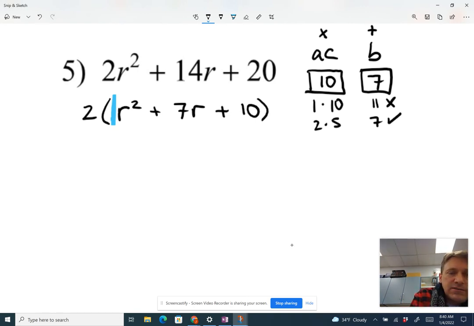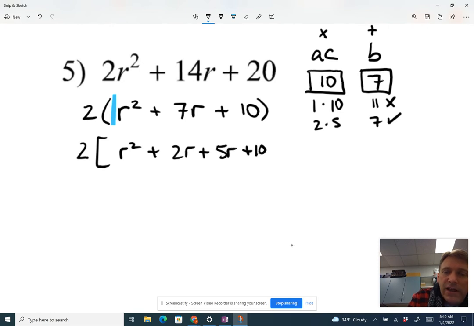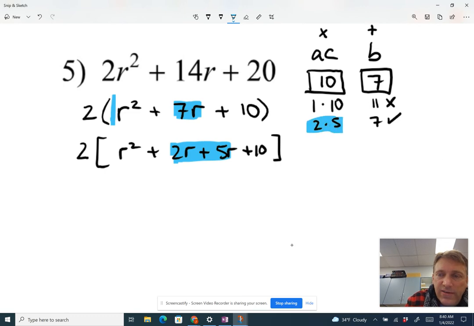So then I can rewrite this. I'm going to put the 2 outside the parentheses. I can rewrite this as r squared plus 2r plus 5r plus 10. And this 2r plus 5r is this 7r. We just rewrote it using the 2 and the 5 that we found. And so it's totally equal to what it was before. It's just rewritten, and now it has 4 terms.